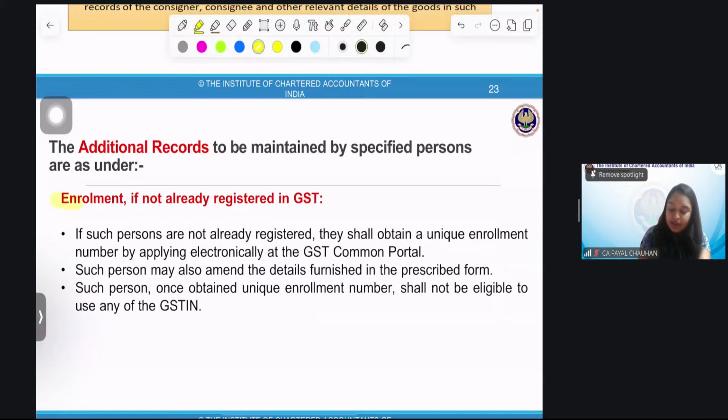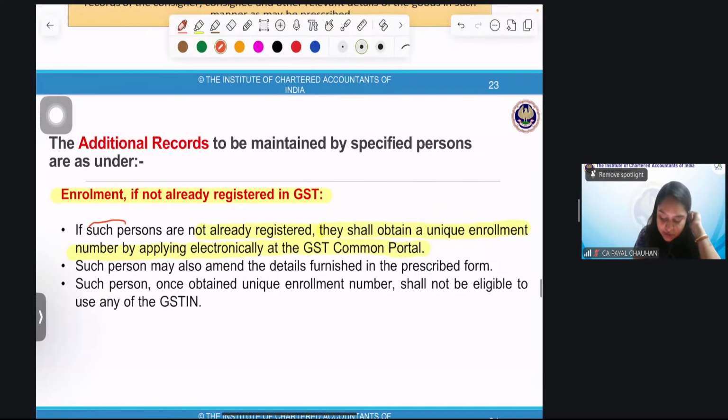Now we are talking about enrollment if not already registered in GST. If such persons are not already registered, they shall obtain a unique enrollment number by applying electronically on the GST common portal. Okay, who'll answer me? If such person, who are the such persons? Who'll tell me?